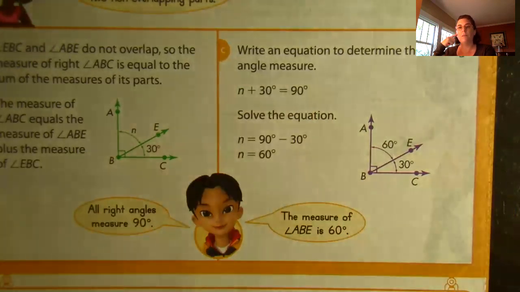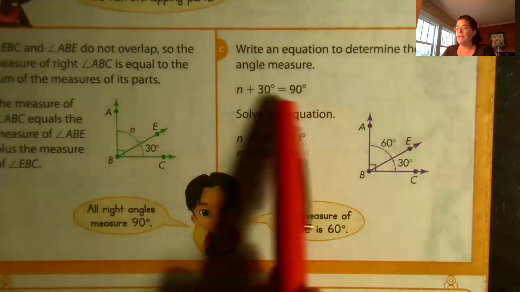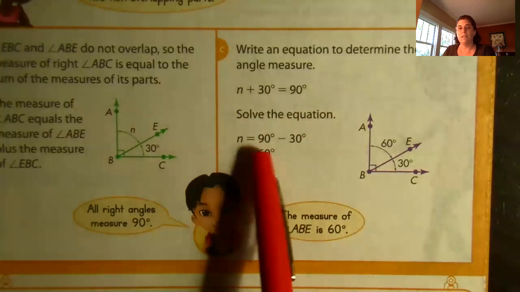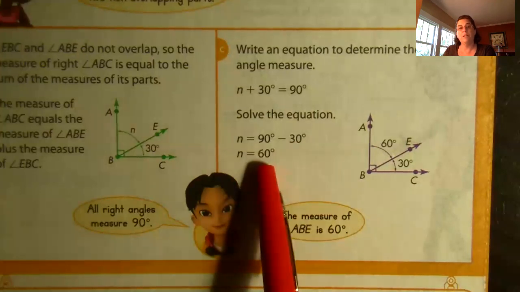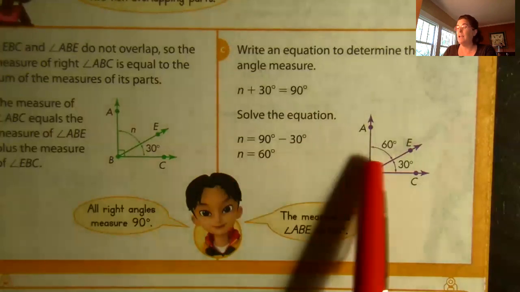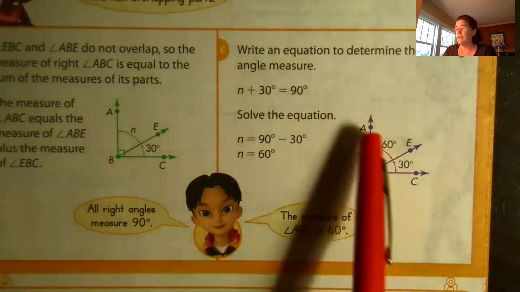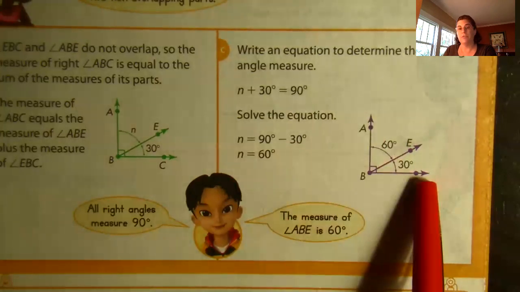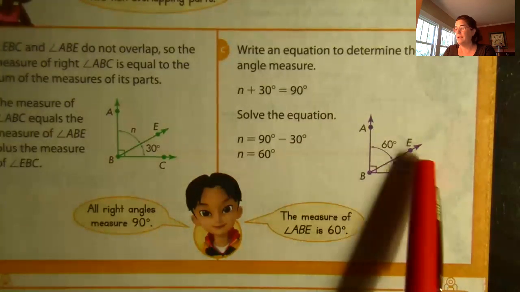So in my head, I'm going to be thinking, what plus 30 equals 90? And I know that the inverse operation of addition is subtraction. So I can subtract 30 from 90 to get my answer. So they went ahead and did that for us. N equals 90 minus 30, and N equals 60. Because if we needed to go off to the side and do 90 and 30 up and down, we would end up getting 60. And now we can see that ABC is 90 degrees, ABE is 60 degrees, and EBC is 30 degrees.